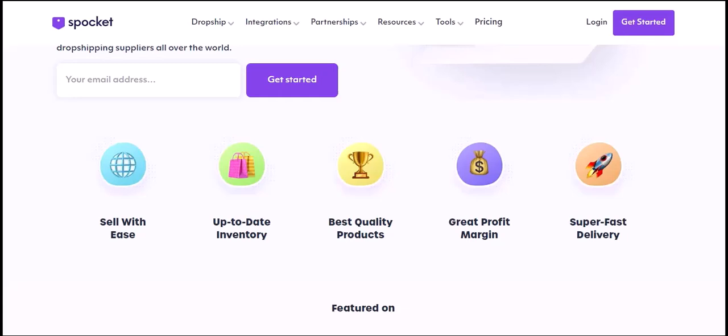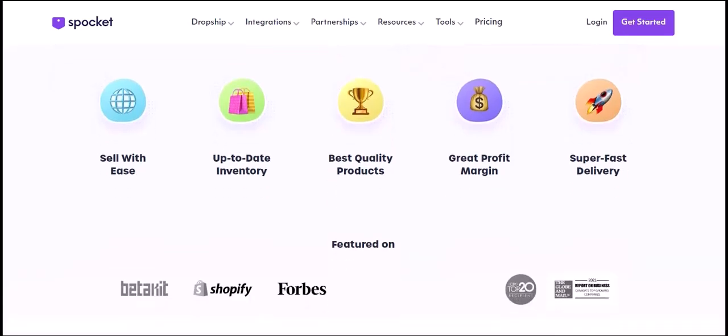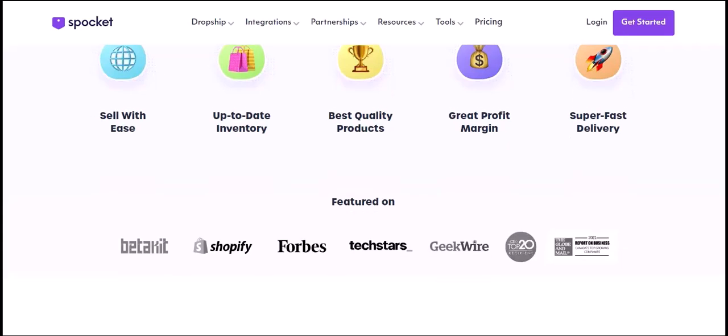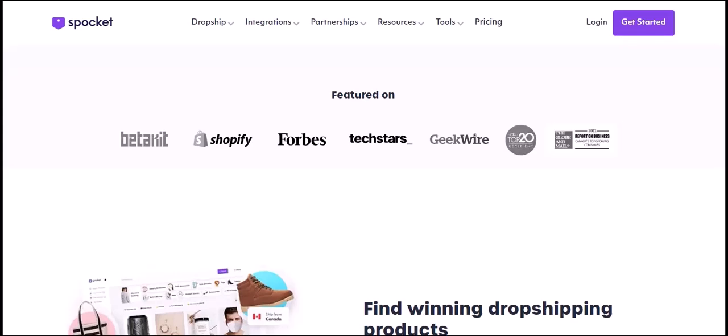2. Pricing and fees. Pricing is another important factor to consider. Both Oberlo and Spocket offer free plans, but there are premium options with additional features. Oberlo's premium plan provides access to exclusive products, faster shipping options, and advanced analytics. Spocket's premium plan offers similar benefits, along with the ability to import products from multiple suppliers at once. It's worth noting that both platforms charge a transaction fee for each order, so be sure to factor this into your pricing strategy.